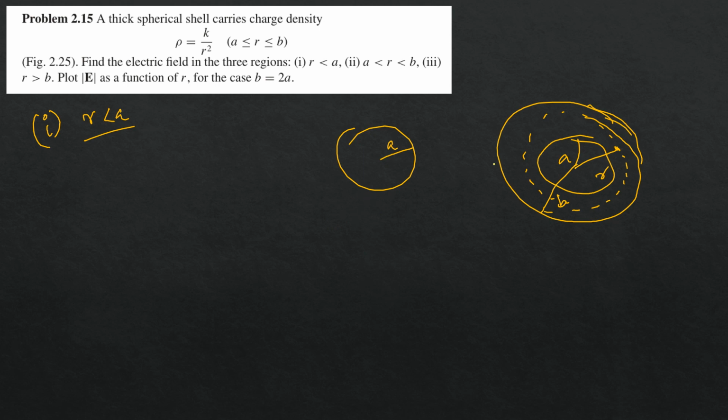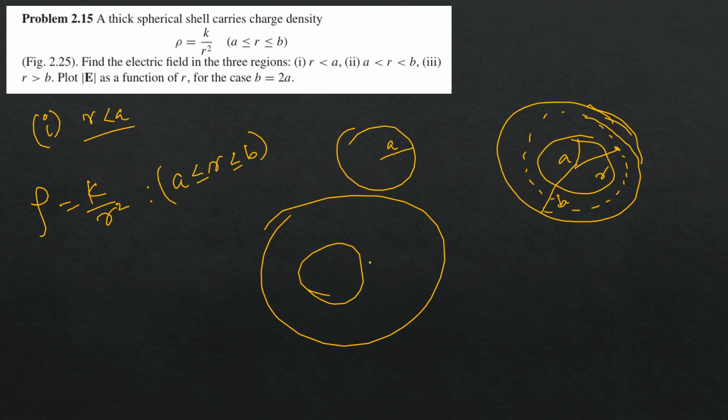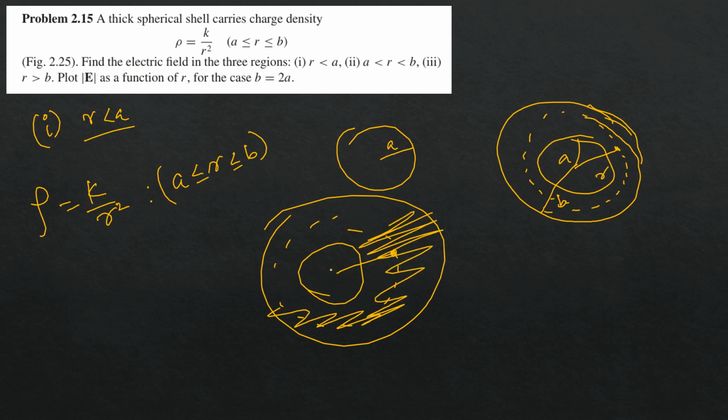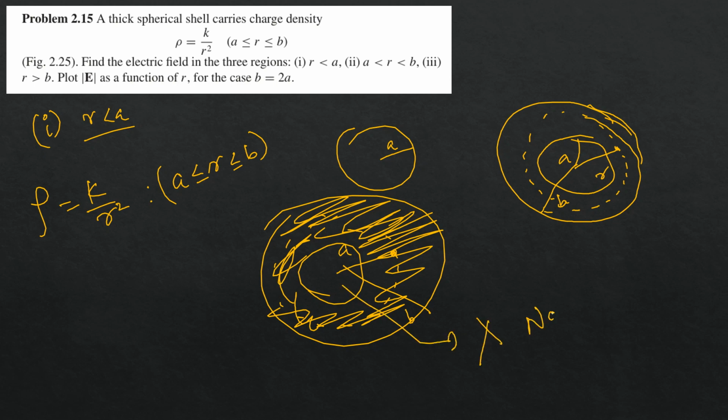What is the charge enclosed? Because see, the charge density is k by r square, and it's actually between what? A less than r less than b. So the charge density is actually between this region. Here is a, this is b. There is no charge density inside this sphere. There is no charge because it's given in the question. We have to find it out.